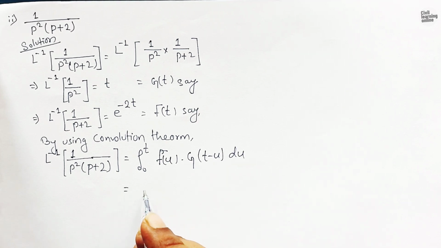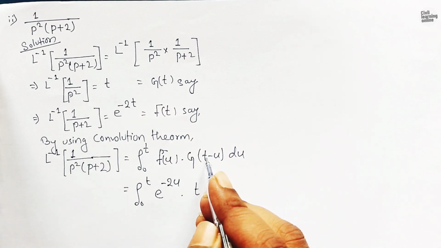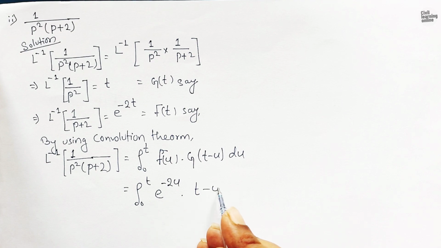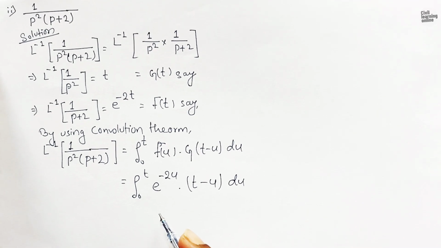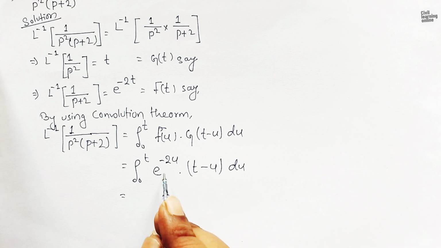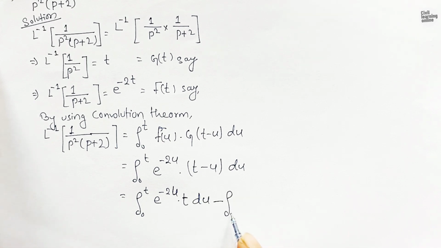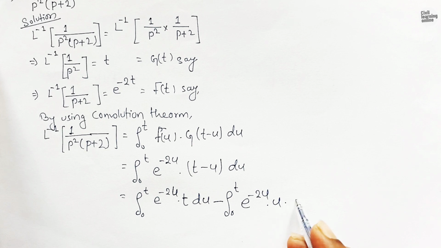So here we have F(u), in place of t we will put u. So integration from 0 to t of e to the power minus 2u times G(t), G(t) is t, so t minus u, du. Now let's split this, let's multiply this with e to the power minus 2u. So we will have integration from 0 to t of e to the power minus 2u times t du, minus integration from 0 to t of e to the power minus 2u times u du.